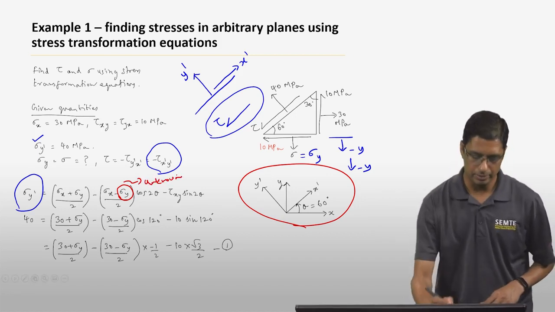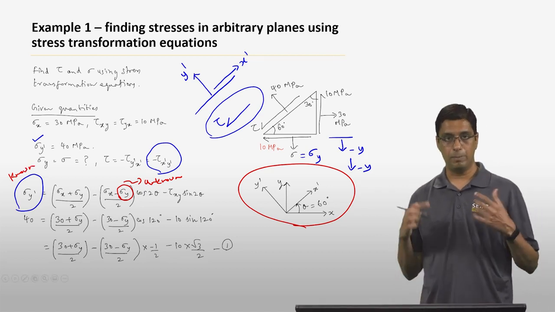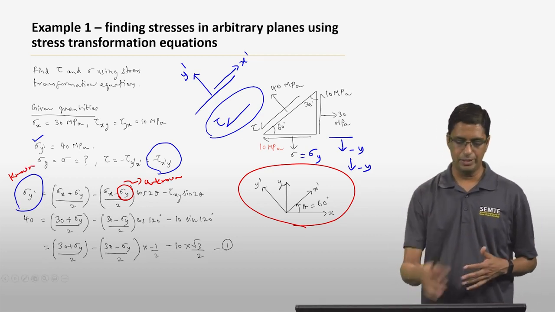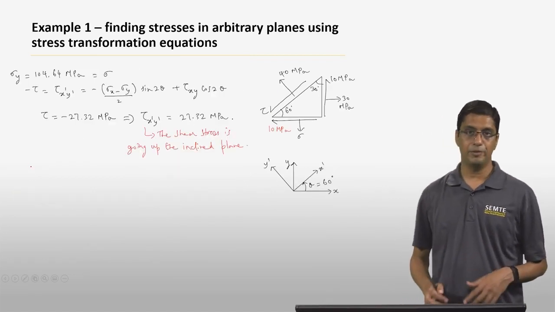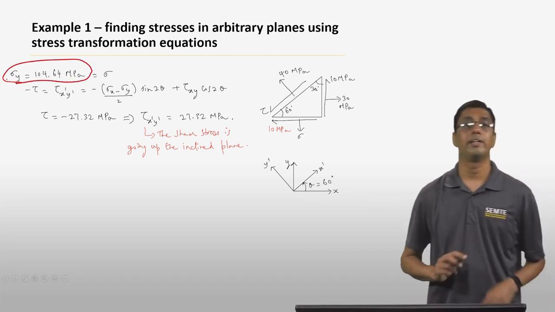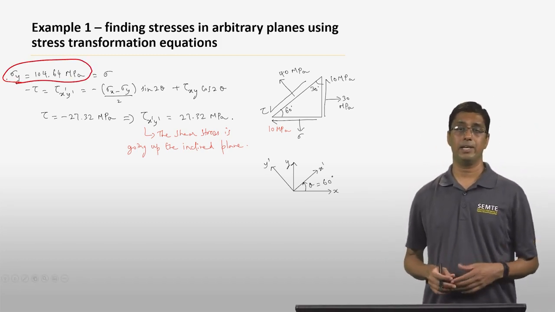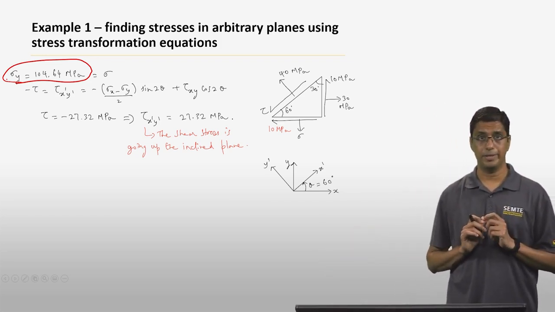Okay, and this is known. All the other quantities are known. So essentially, you can plug in the value of theta into these equations and then solve for sigma y. If you do that, you get a value of sigma y equal to 104.64 MPa. And that is your unknown quantity sigma. So we have found one of the unknown quantities.